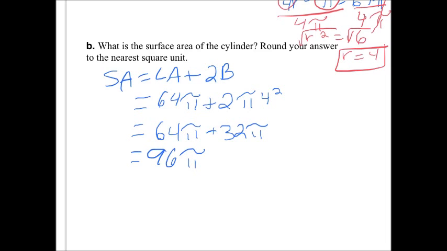And it says to round it to the nearest square unit, so that means I need to multiply by pi. Let's see what we got there. We have 301.5, and I'm supposed to round it to the nearest whole number. And so that would be 302 units squared, because they didn't give me units. And that is the final answer.